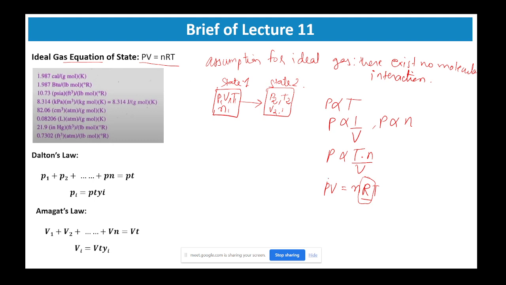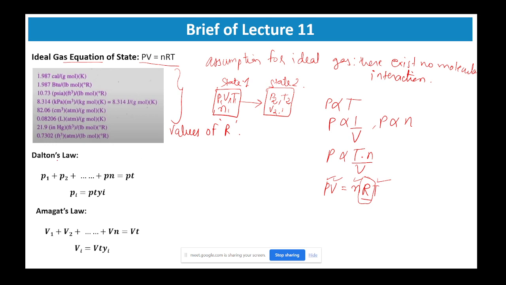Now, depending on the values of pressure, volume, moles, and temperature, you can have different values of R, the universal gas constant. So these values of R are mentioned here. Based on what units of pressure, volume, moles, and temperature you use for calculation, you select the corresponding value of R and use it.